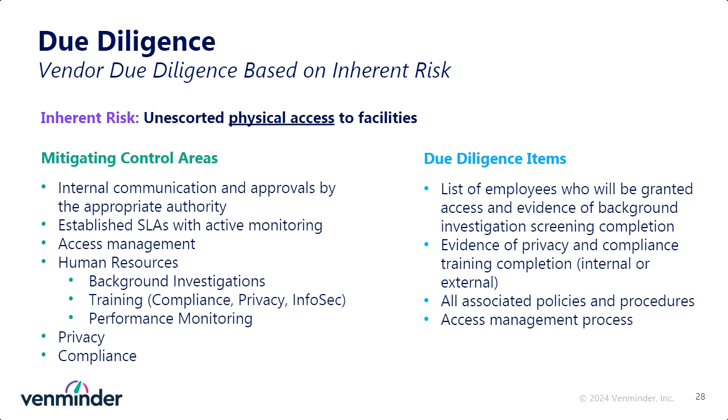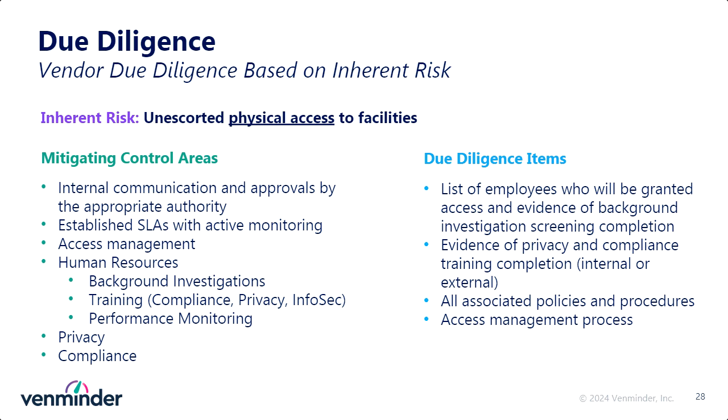This last inherent risk I'll cover would be one that occurs if your vendor has unescorted physical access to your facilities. So access management and human resources are really important control areas because you'll need to know exactly who is going to be on your property and make sure they're trained in things like compliance, privacy, and information security.